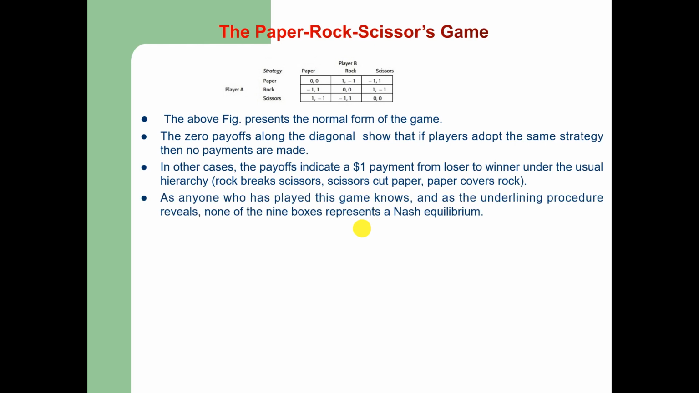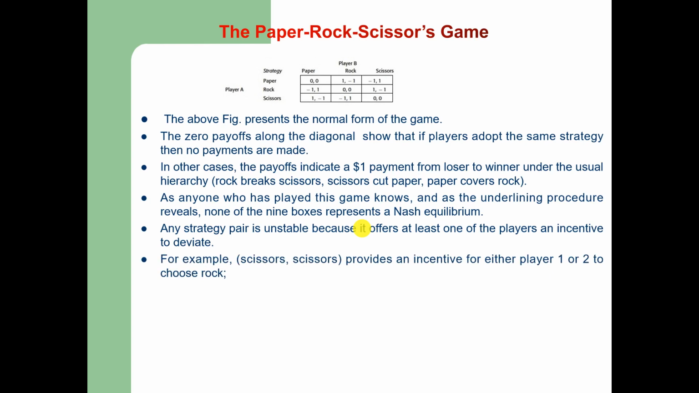As anyone who might have played this game knows, and as the underlining procedure shows, none of the 9 boxes represents a Nash Equilibrium. So in this famous paper, rock, scissors game, there is no Nash Equilibrium at all. Any strategy pair is unstable because it offers at least one of the players an incentive to deviate. And we may take an example. Let us suppose both the players show scissors.